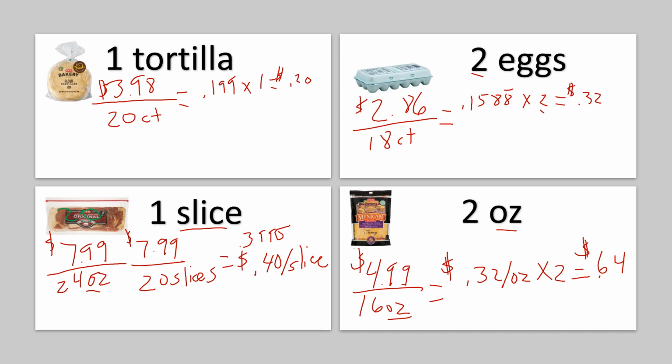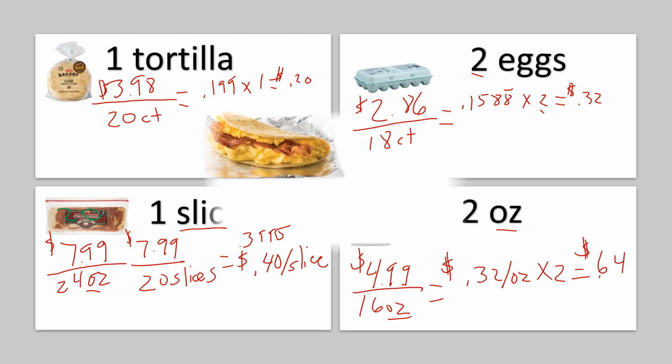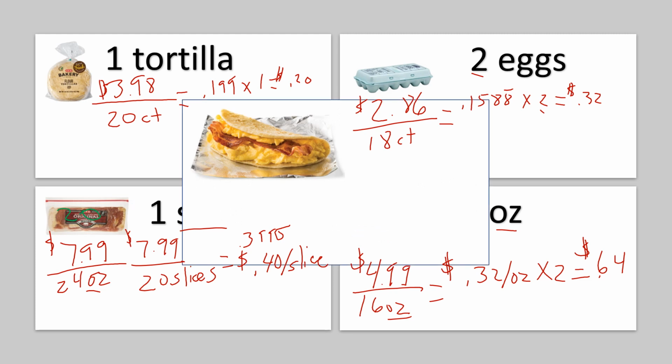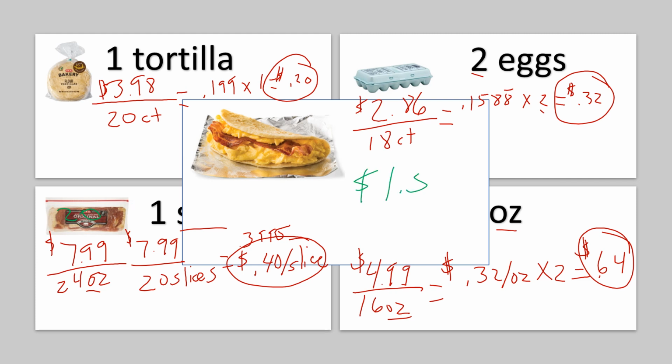Okay, so what is our cost of our taco? We take 20 cents plus 32 cents plus 40 cents plus 64 cents, and we get a grand total of $1.56 per taco. Okay, that costs us $1.56 in food ingredients, not in labor. We're looking just at our food cost right now. Okay, so $1.56 per taco.